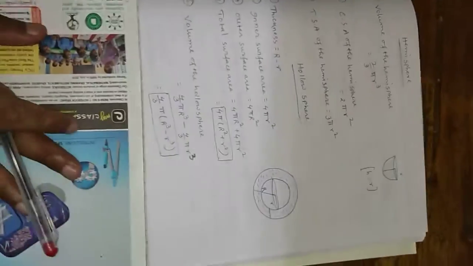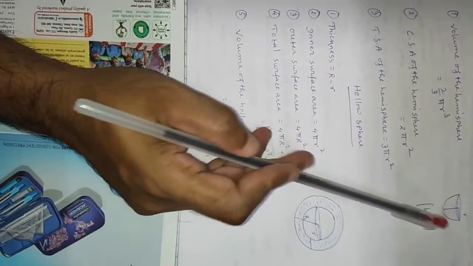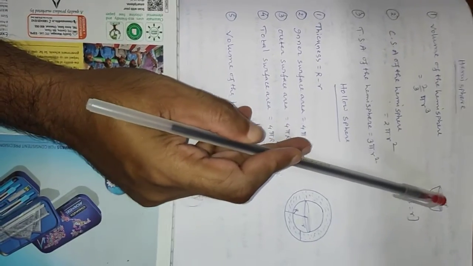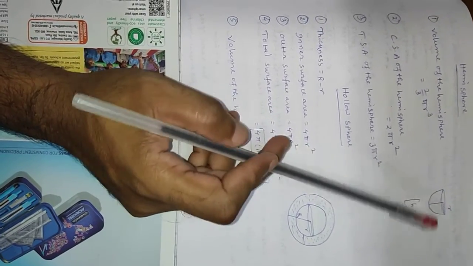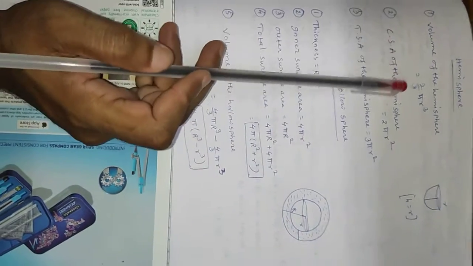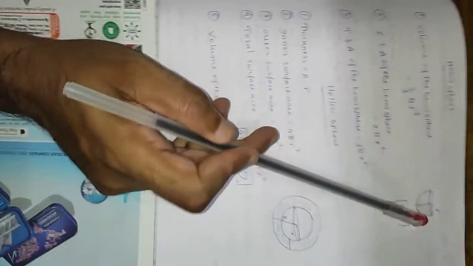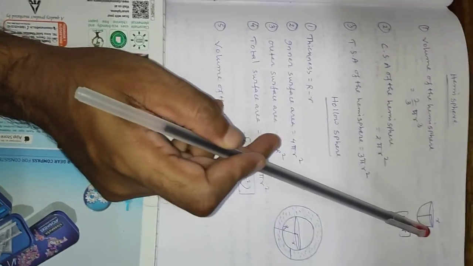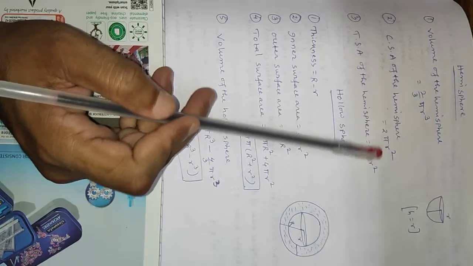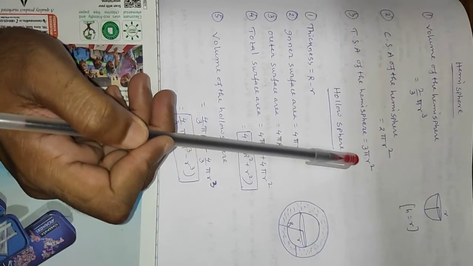Next, regarding hemisphere. This is the hemispherical structure like a bowl shape. It has only one measurement, radius. There is no height, but height is equal to radius only. So volume of hemisphere 2 by 3 pi r cube. CSA of the hemisphere, CSA means this portion. It may be from inside, maybe from outside, doesn't matter. CSA will be 2 pi r square, and TSA of the hemisphere including upside circle, it becomes 3 pi r square.